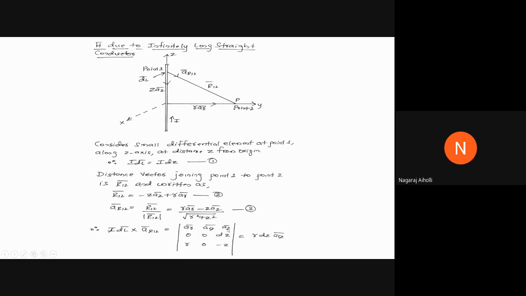Then come to minus az bar, this is, sorry, plus az bar, this row will go, this column will go, 0 into 0 is 0, minus r into 0 is 0. Hence we got dl bar cross ar12 bar is equal to r dz a5 bar. Okay, take the steps up till here, students. Note down up till here.